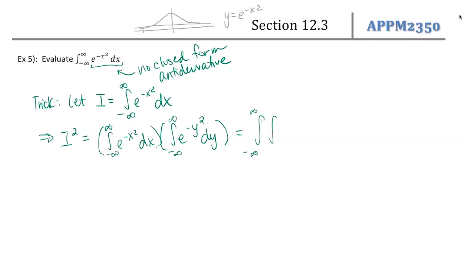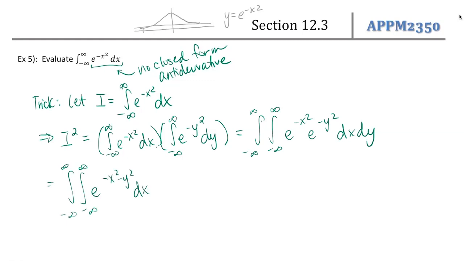And I can write it like e to the negative x squared times e to the negative y squared dx dy, which just ends up being e to the negative x squared minus y squared. Wait, this is looking very familiar. Yes, this looks almost identical to our warm-up. The only difference is our region. So let's do this problem. Let's switch to polar, and let's see how this changes our region.